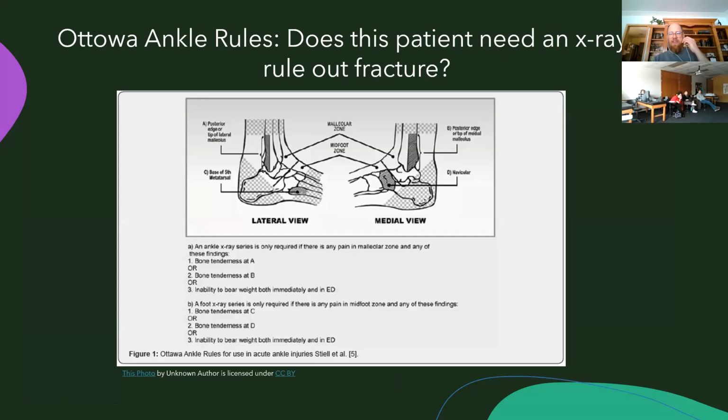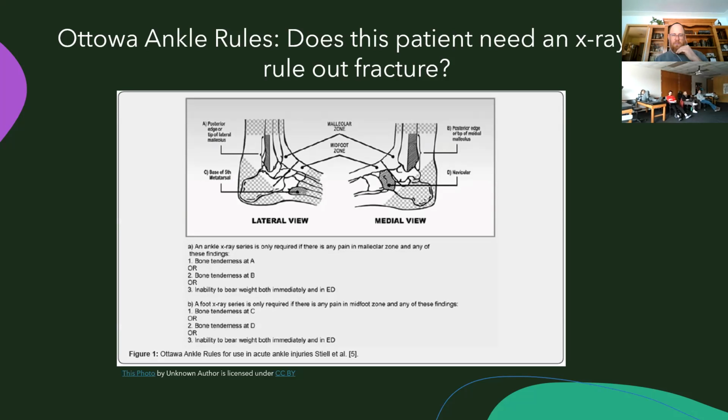Okay, so remember, guys, we talked about the Ottawa ankle rules. The question we were asking when we talked about the Ottawa ankle rules is first and foremost, does this patient need an X-ray? Yes or no. And it's obviously here on the screen for you as well, but who remembers what those bony zones are that we need to be palpating and checking for if we're trying to decide whether or not someone needs that? Who remembers what they are?